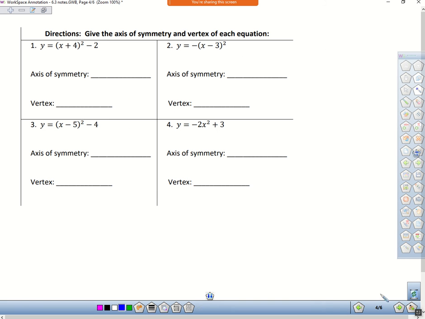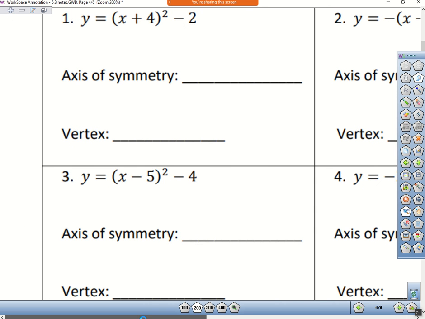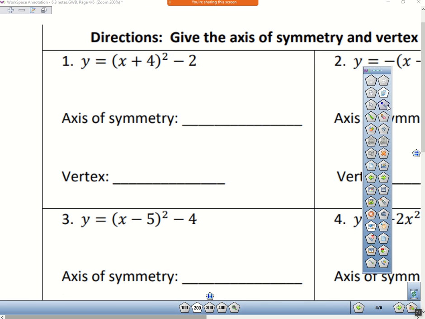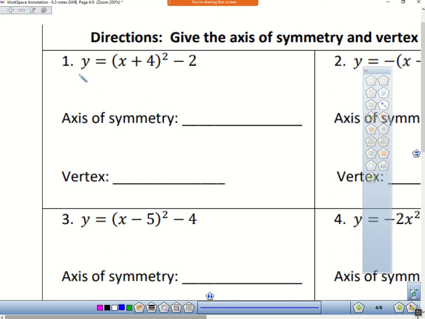So directions here are going to be: give the axis of symmetry and vertex of the following quadratics in vertex form. Okay. So underneath it, I'll draw what vertex form looks like. y equals a times (x minus h) squared plus k. So let's identify our axis of symmetry. But first, before we do that, let's do the vertex.